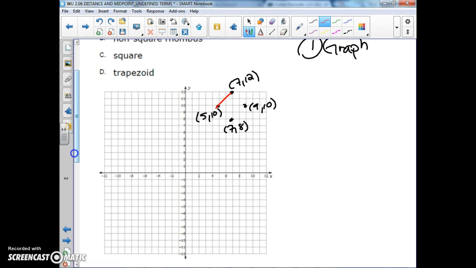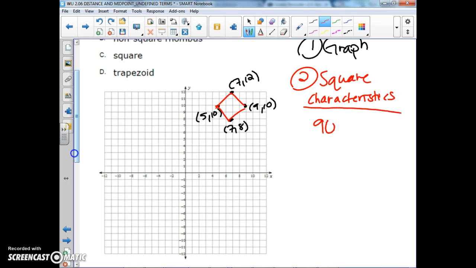But I need to be able to prove it's a square. So let's see what we know about squares. So we're talking about square characteristics. So characteristics of a square are they have 90-degree angles. Okay. And they have 4 equal sides. So all sides are equal.